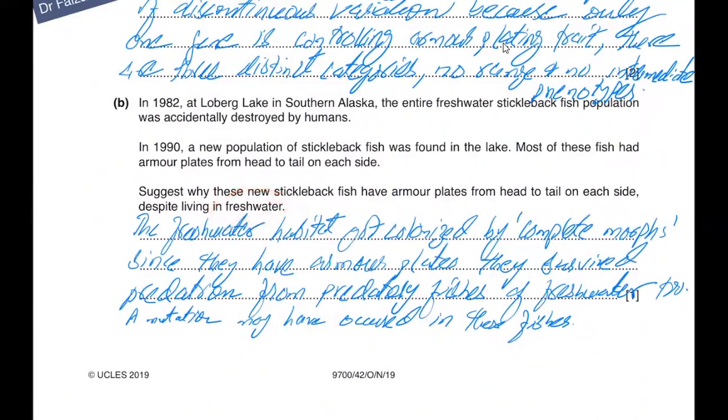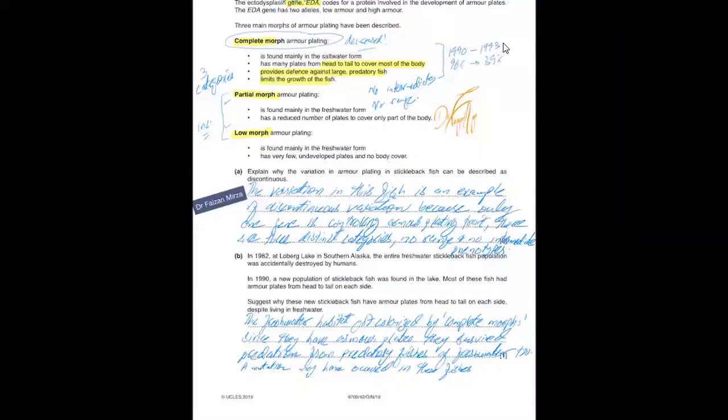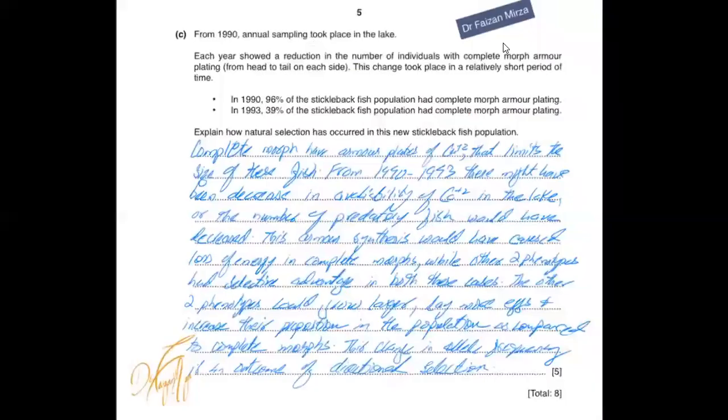So why is that so? The freshwater habitat actually got colonized by complete morphs, randomly colonized. Since they have armor plates, they survive the predation from the predatory fish of freshwater. So this predation was averted. As a result, probably a mutation might have occurred in these fish, which allowed them to have the armor grown from head to tail. So you can state either reason. You need to state just one reason because this asks you for a 1 mark answer.